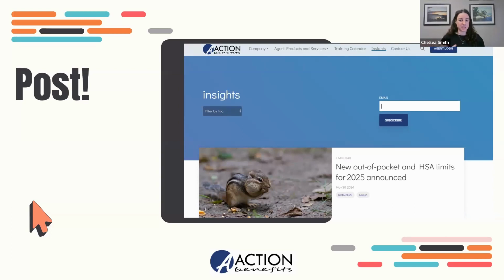So at the time of me, we've published one more article since I took that screenshot, but the newest one at the time was our HSA limits article. Put a little chipmunk on there because you're squirreling away money, stuff like that.